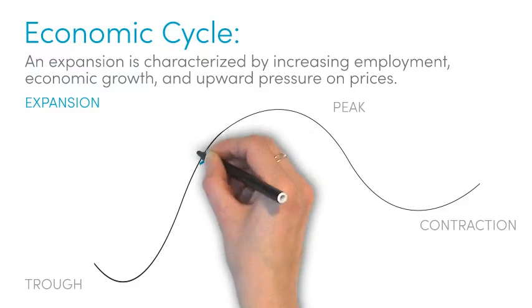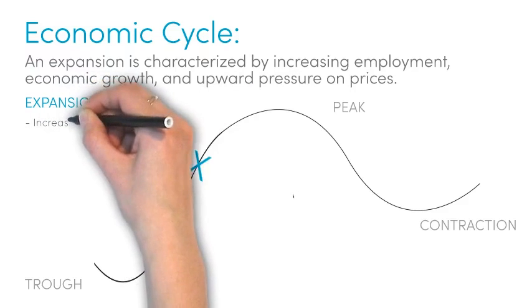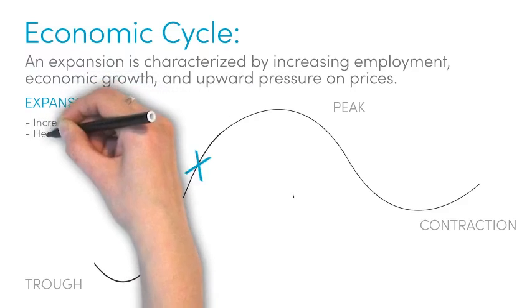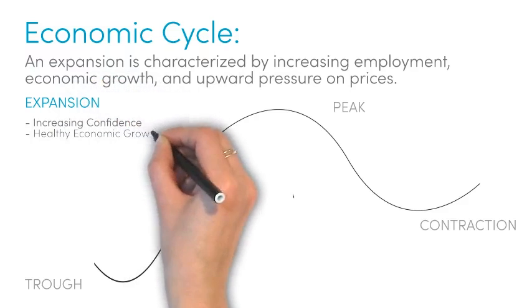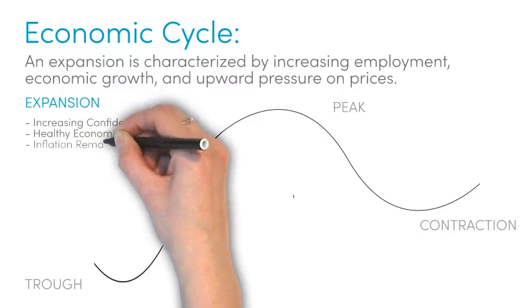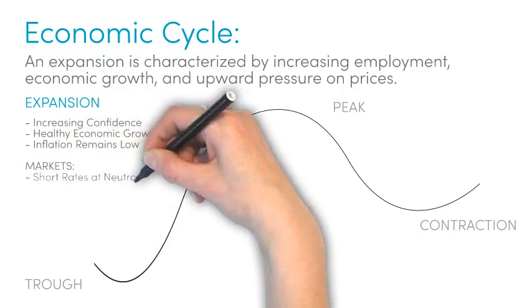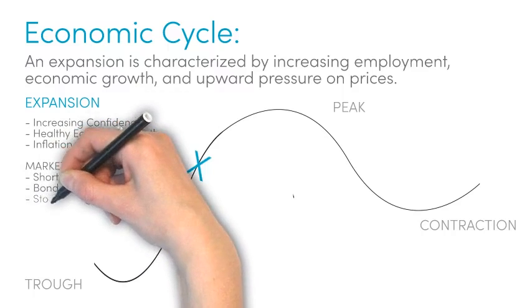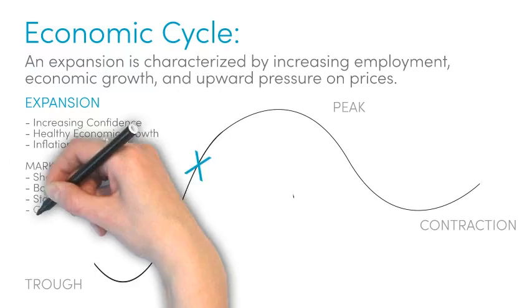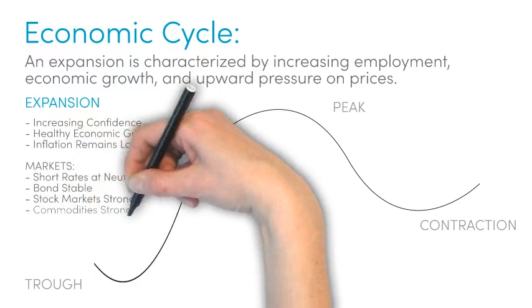An expansion period will have characteristics such as increasing confidence, healthy economic growth, inflation remains low, and the markets will show short rates as neutral, bonds are stable, stock markets strong, commodities strong, and property prices picking up.